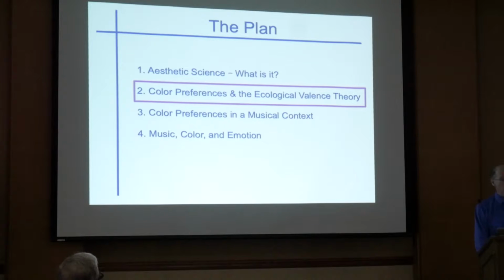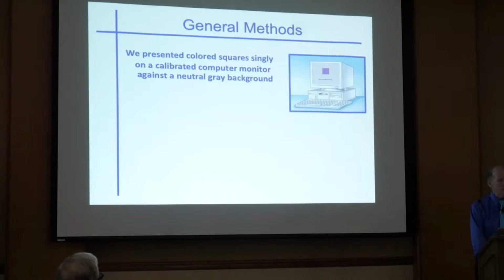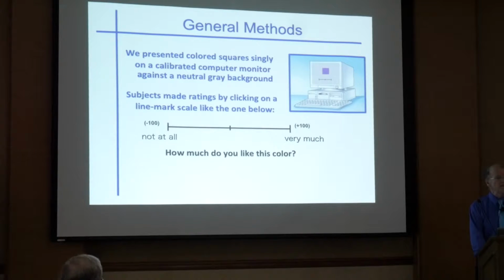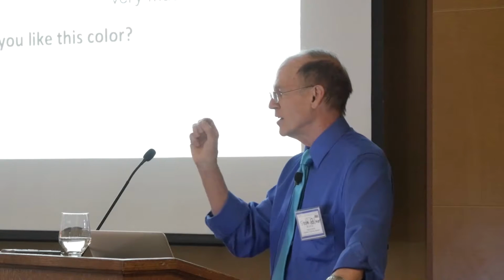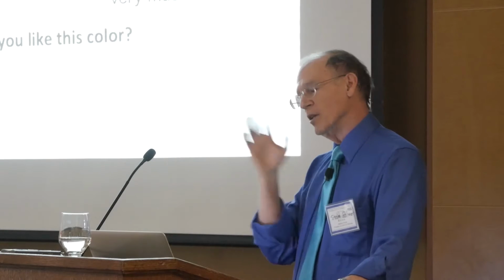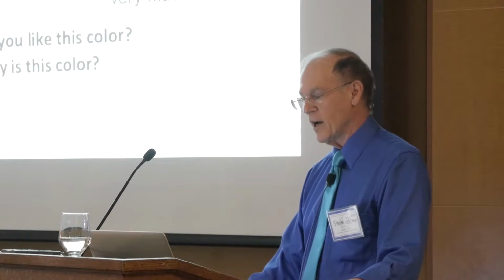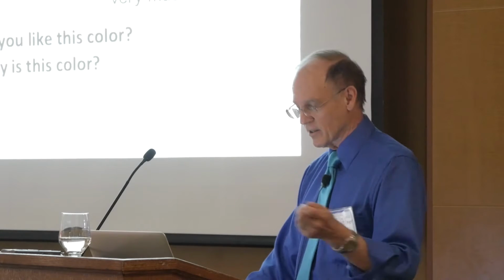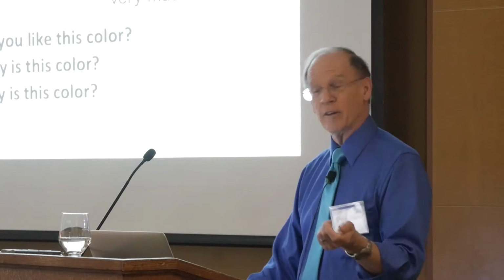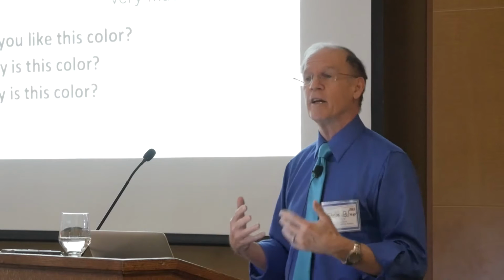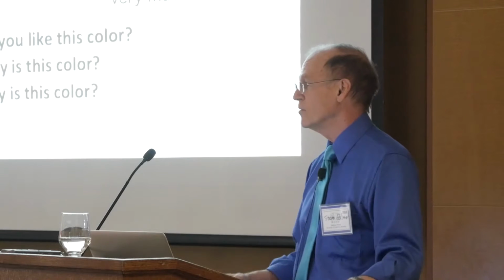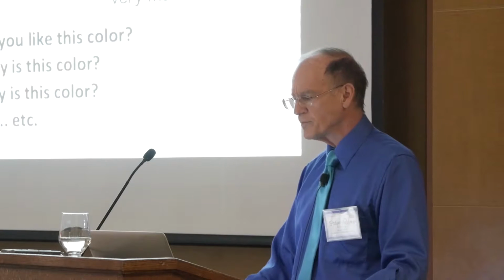So I'm going to first talk about color preferences, and this is the way that we study color preferences. We show people a color on a calibrated computer monitor, and we ask them to make ratings of various different features. For example, how much do you like this color? And we use a slider scale where people move the slider along the scale and they click on the point that corresponds to how much they like it between not at all and very much. We other times will ask them, how happy is this color? And they make a slider rating. It's not at all happy, it's very happy. How angry is this color, and so forth and so on. These are all just subjective ratings. This is a way of getting data on these subjective dimensions of aesthetic response.